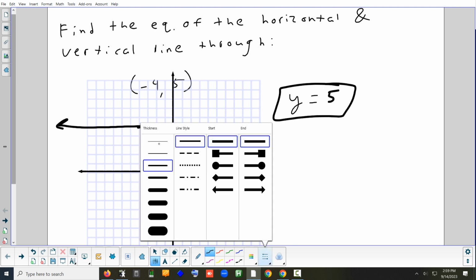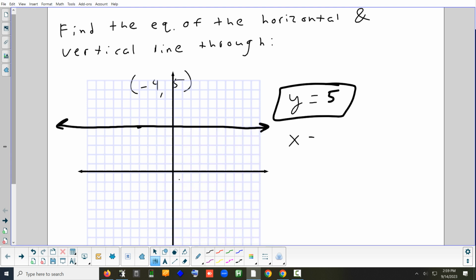All right, and now we want the vertical. What letter would be on the left for vertical? X. Yep, so it would be x equals, and then what value do we want our vertical line to go through? -4. Yep, so it would be right there. So that's how you find the equation of a horizontal and vertical line.